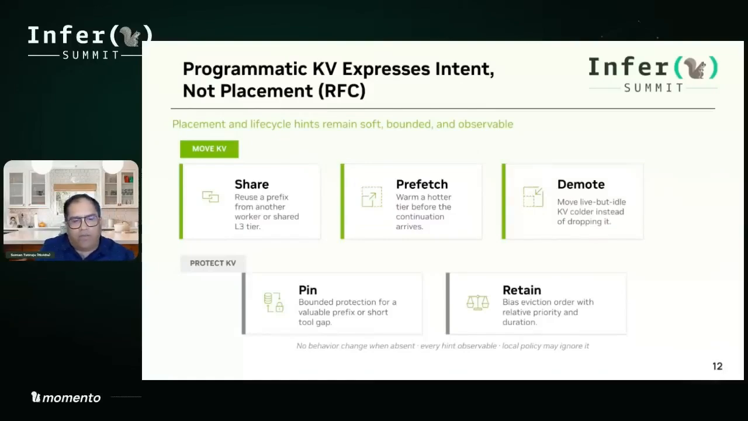The same goes for protecting KV. One is pinning, where we do bounded protection for a valuable prefix. And then there is retain, which is like biasing eviction order with relative priority and duration. Now, these are all hints. It is up to the inference engine to either support them, or even if supported, based on how you configure it, it may not act on them.